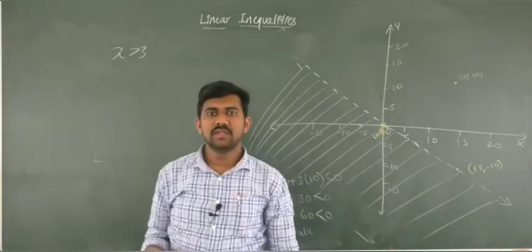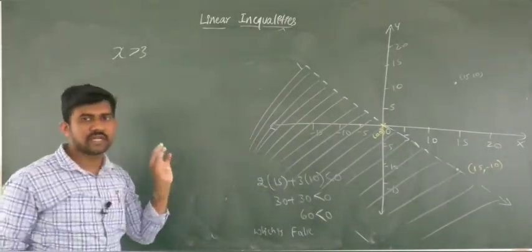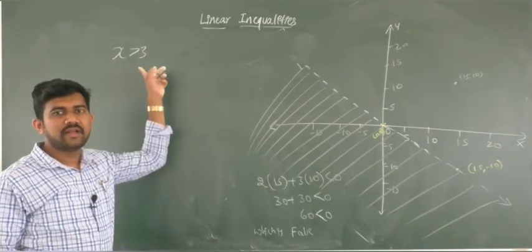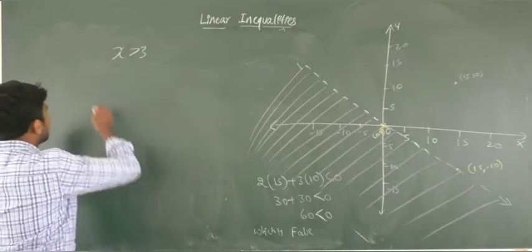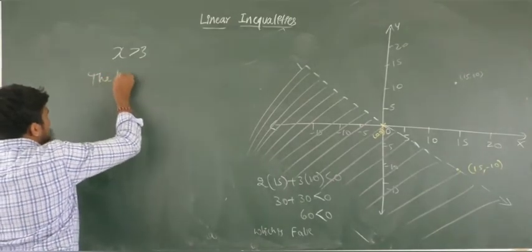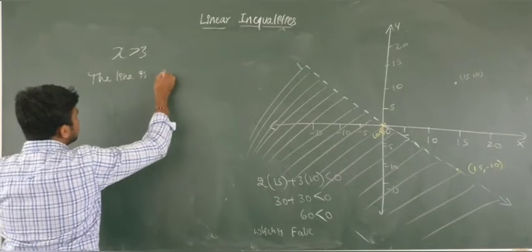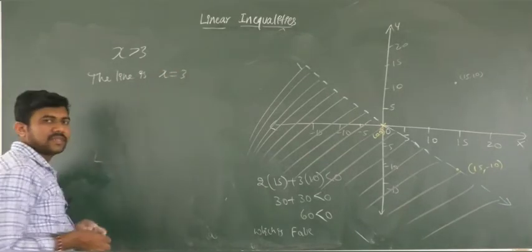Now, how to get the graph of this inequation? Let's see how it is obtained. First, draw the line x is equal to 3. This is the line, x is equal to 3.